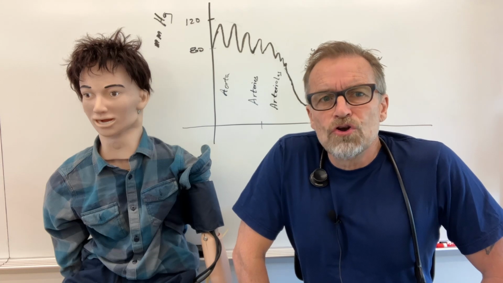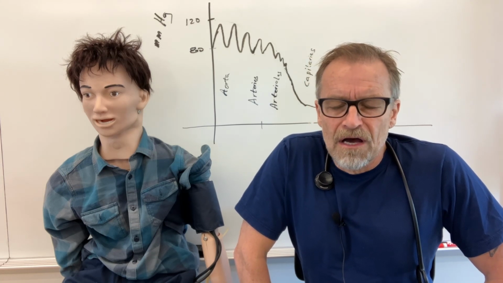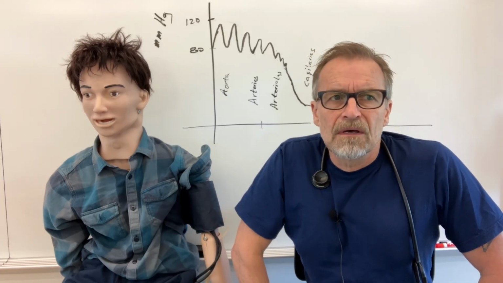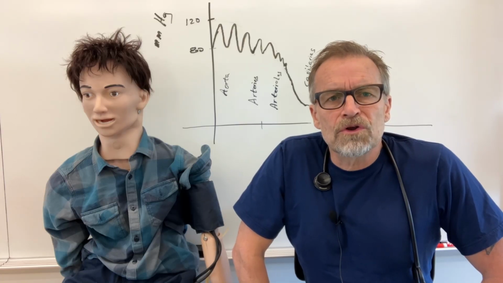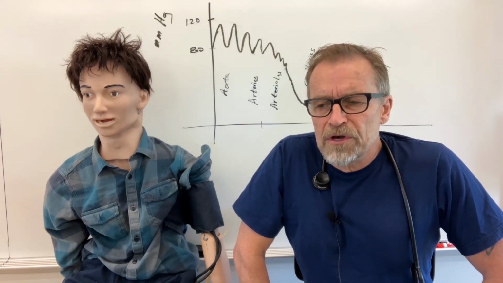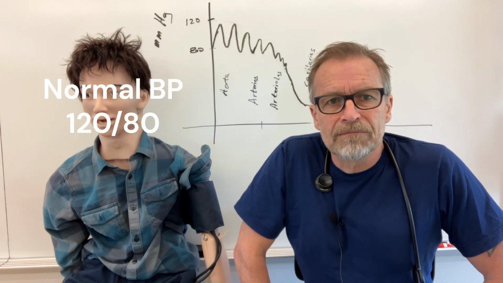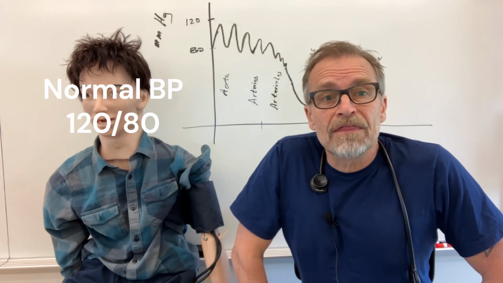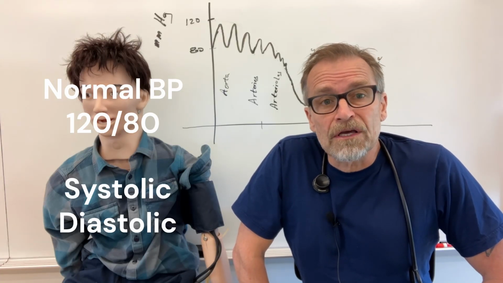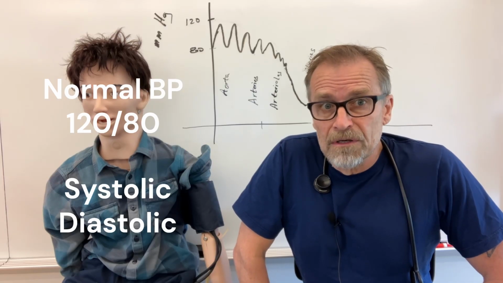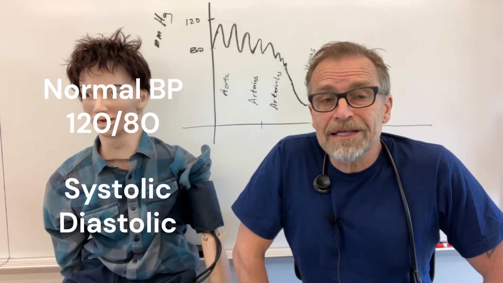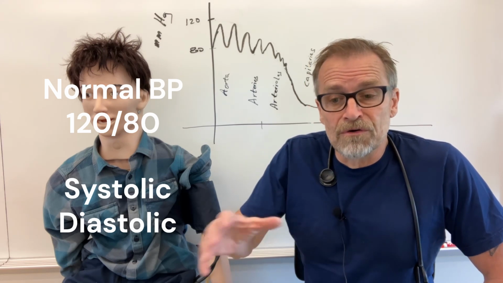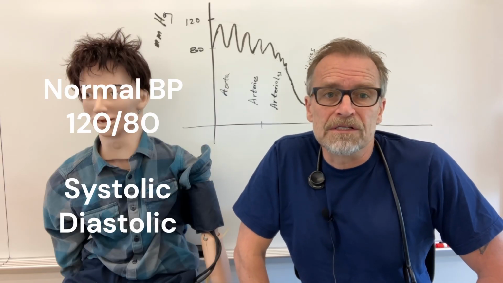Here's what matters. Normal blood pressure is considered to be about 120 millimeters of mercury when your heart is in the middle of a beat, and about 80 millimeters of mercury when your heart is resting between beats. And we express that as 120 over 80. The 120 number is called systolic, and the 80 number is called diastolic. So the systolic number is the number when your heart is in a beat, and the diastolic number is your vascular pressure between beats.